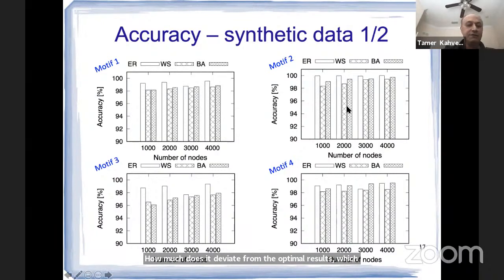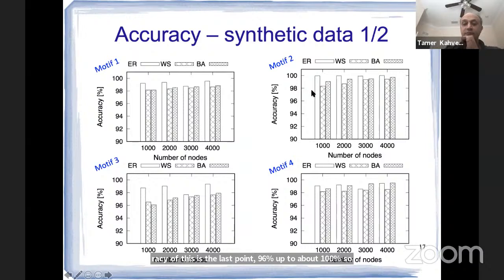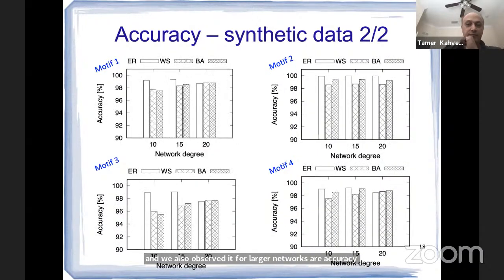And we report the results for different numbers of nodes, different network topologies, and the 4 different motifs that I showed you before. In all of them, what we observe here is that our method has an accuracy of, this is the lowest point, 96%, up to about 100%, so very high accuracies. And we also observe that for larger networks, our accuracy seems to be doing better.